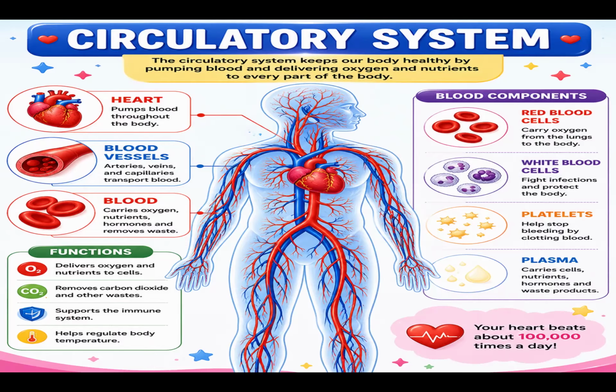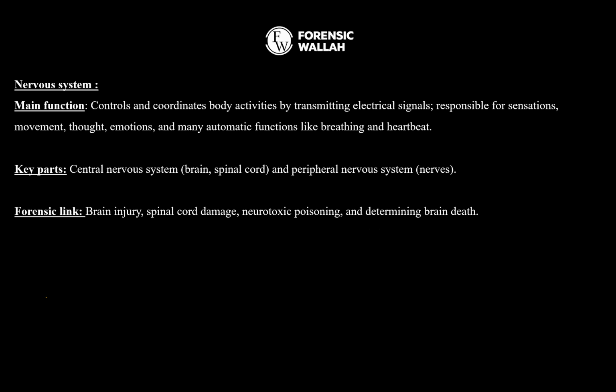The main function of your blood is to deliver oxygen and nutrients to the cells and to remove carbon dioxide and other waste. It also helps in supporting the immune system and regulating body temperature. Now coming to the nervous system. The nervous system controls and coordinates all the activities of your body. For example, if I'm touching something, my brain is giving me electrical signals or impulses.